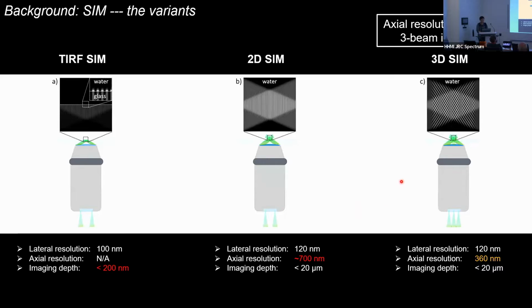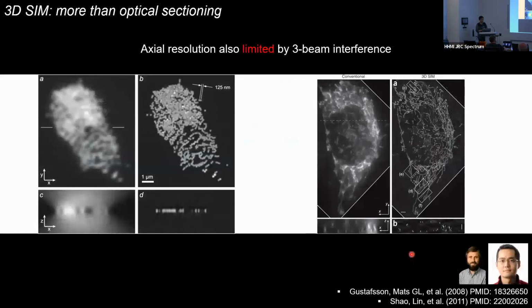And the last one, the most interesting one, is named 3D SIM. So why is it different? Because compared with 2D SIM and TIRF SIM, it has 3 beam interference at the back focal plane here, right? And so it provides not only the lateral super resolution, which is same as 2D SIM, 120 nanometers, but also improved the axial resolution twice. So among all the SIM variants, I would say 3D SIM is the most intriguing one. And not so many labs are still exploring 3D SIM. Most of them are still exploring 2D SIM.